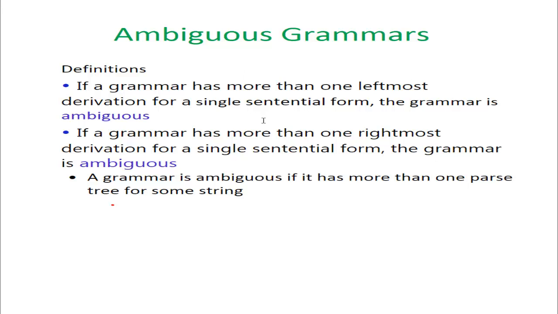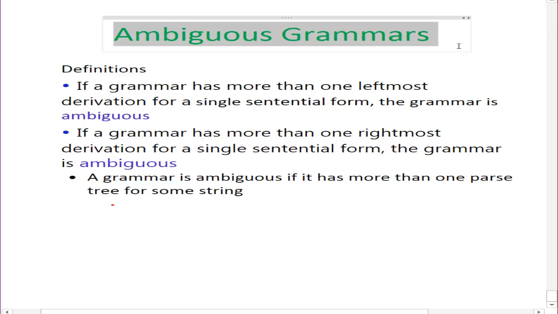Dear students, we have seen the context-free grammar, its derivations, then leftmost derivation and rightmost derivations, and now we see what is called an ambiguous grammar. By definition, a grammar that has more than one leftmost derivation for a single sentential form, or more than one rightmost derivation for a single sentential form, is ambiguous. But having more than one leftmost and rightmost derivation is not what is important. What is important is that we can say the grammar is ambiguous if it has more than one parse tree for some string.